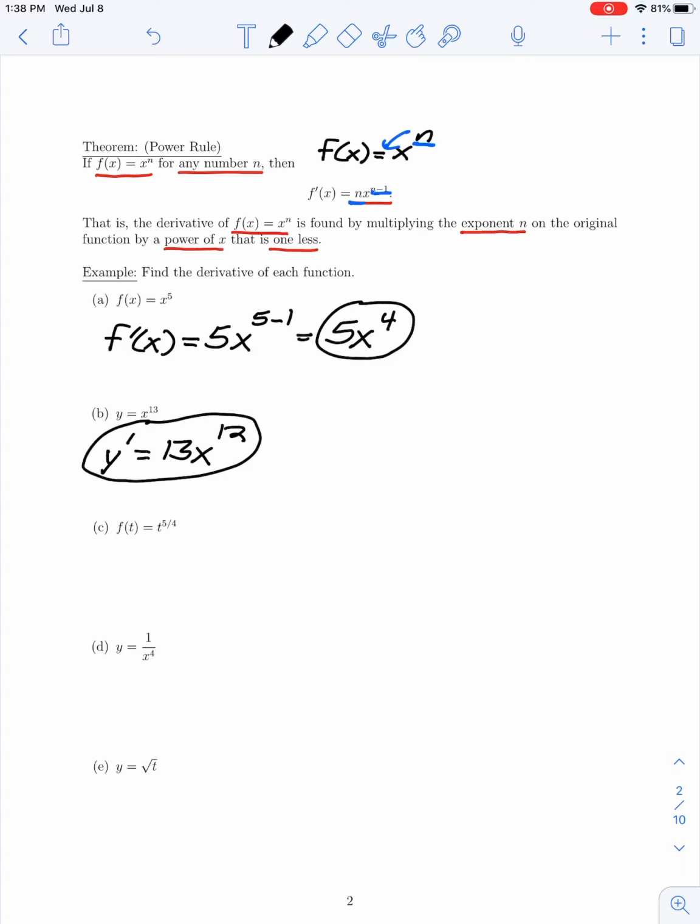So let's look at another one. In part C, we have f of t is t to the 5/4 power. So here, instead of using the variable x, we're just using t, but the power rule is the same. The derivative of this function, f prime of t, would be 5/4, so we pull the power out in front of our variable t, and then the power was 5/4, and we're subtracting 1 from that value. So we have 5/4 times t to the 5/4 minus 1 is 1/4.